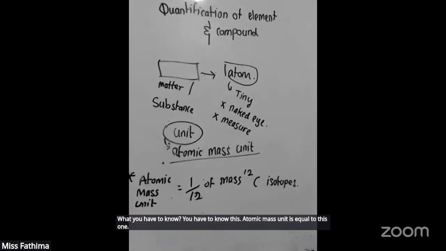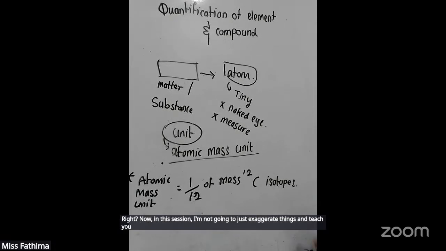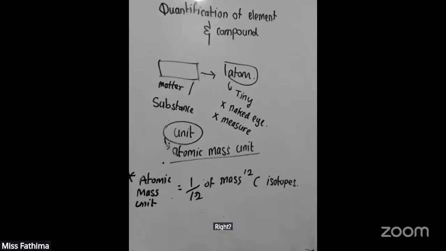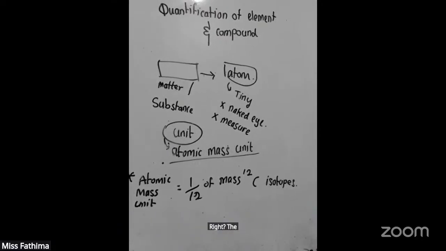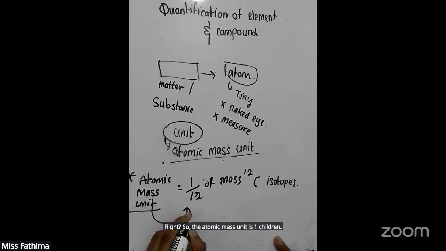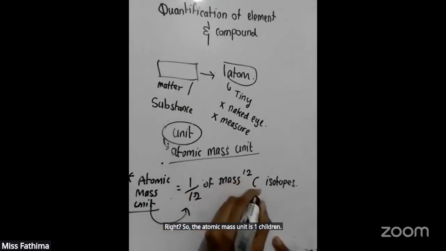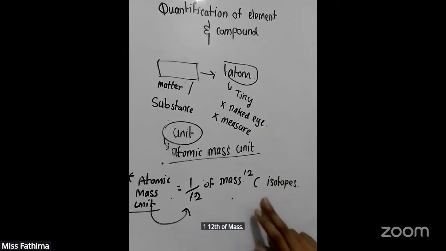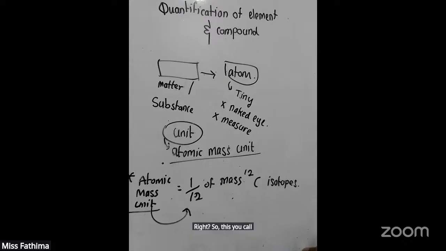Now, in this session, I'm not going to exaggerate things and teach you what is unnecessary for your exam. Whatever is necessary will be taught in this class. So understand it in a better way. The simplest form of the lesson will be taught today. So the atomic mass unit is what, children? 1/12 of the mass of a carbon-12 isotope, right? So you call this the atomic mass unit.